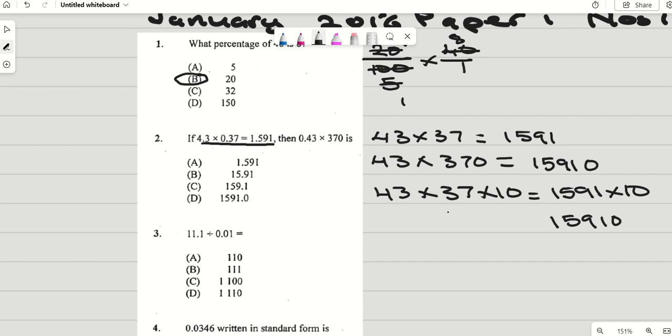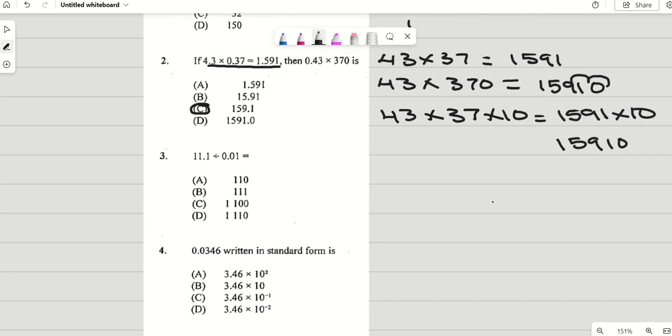We check how many decimal places there are, how many digits after the decimal point. There are 2 digits, so you have to shift it back 1, 2. So your answer would be C, 159.1.